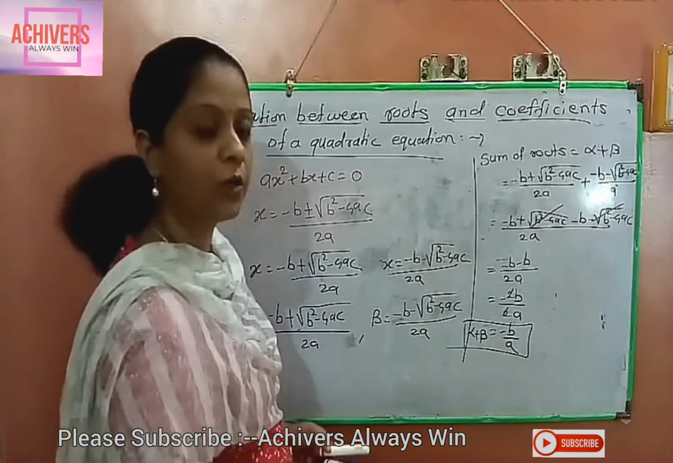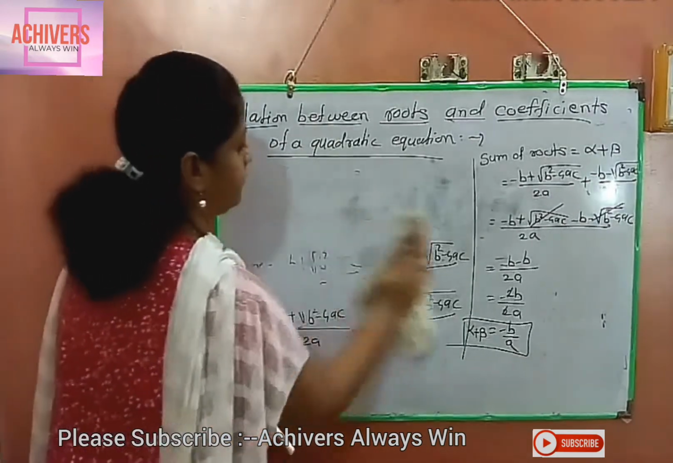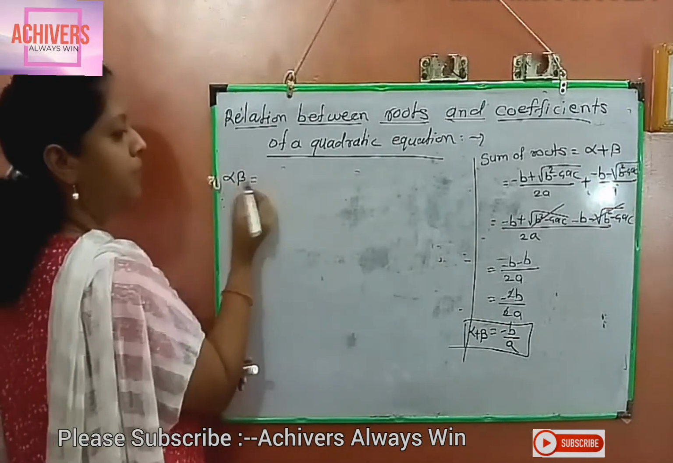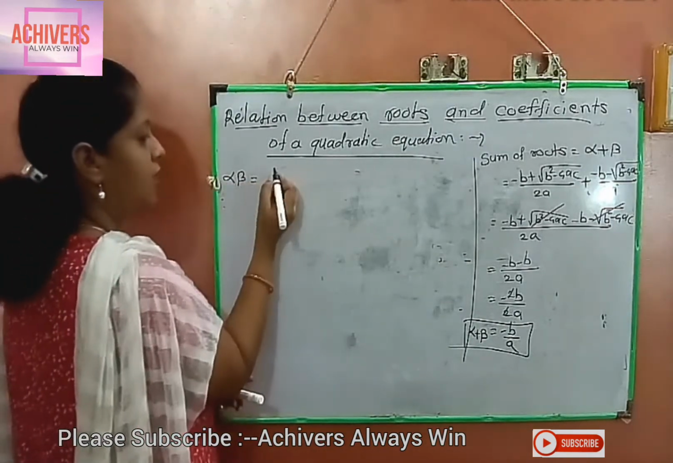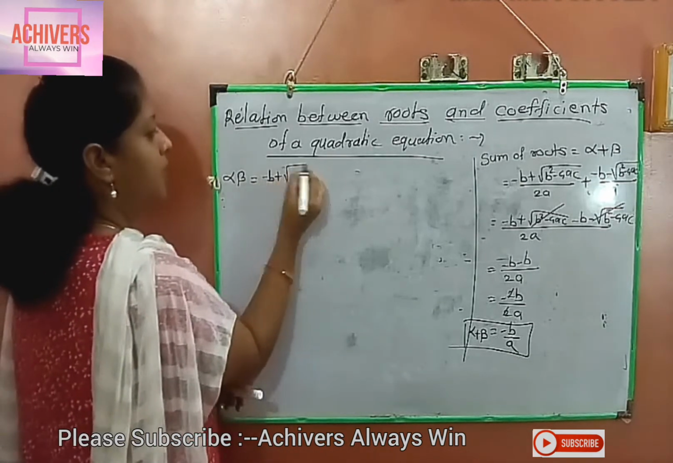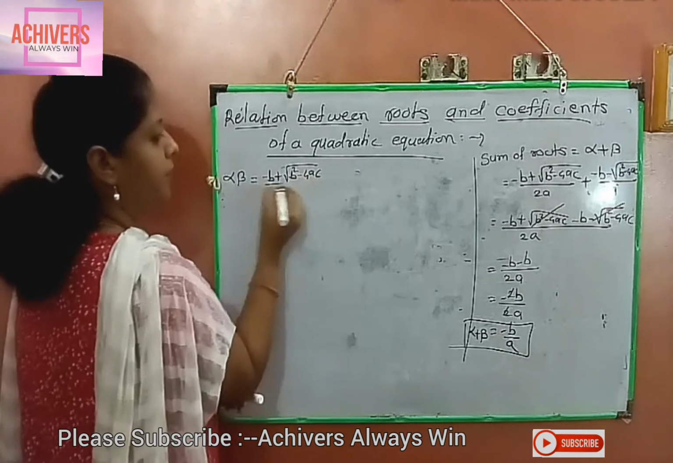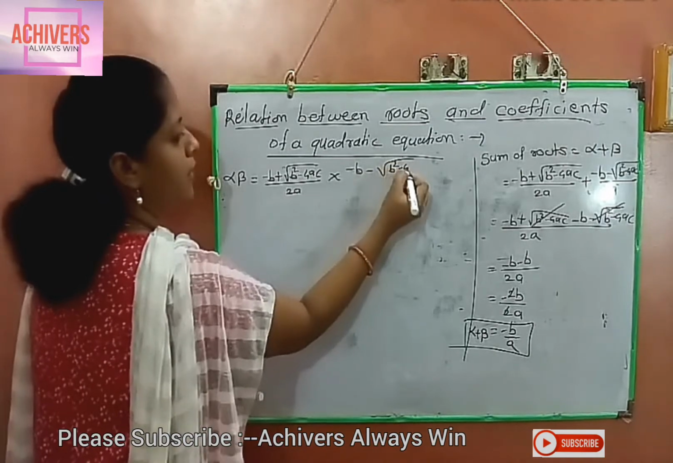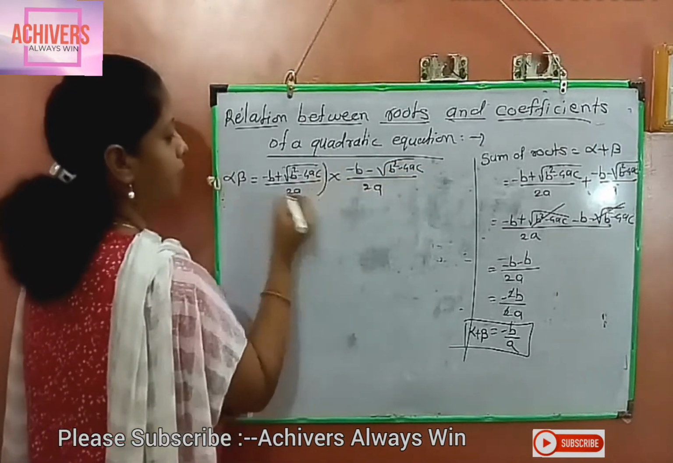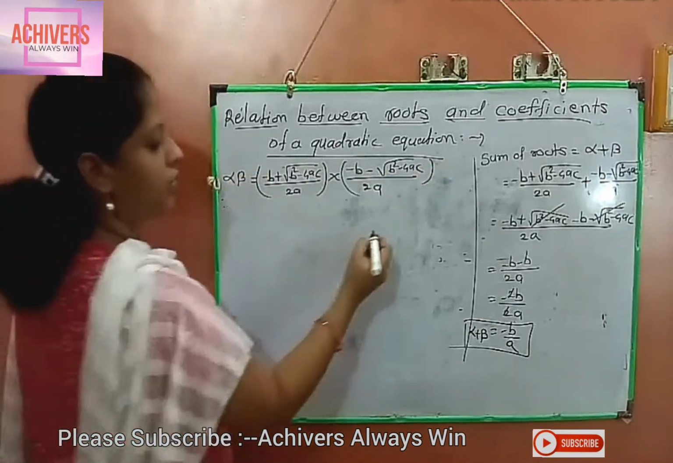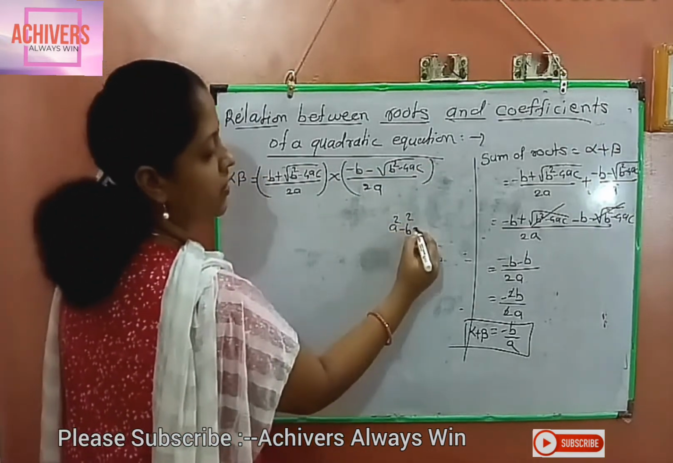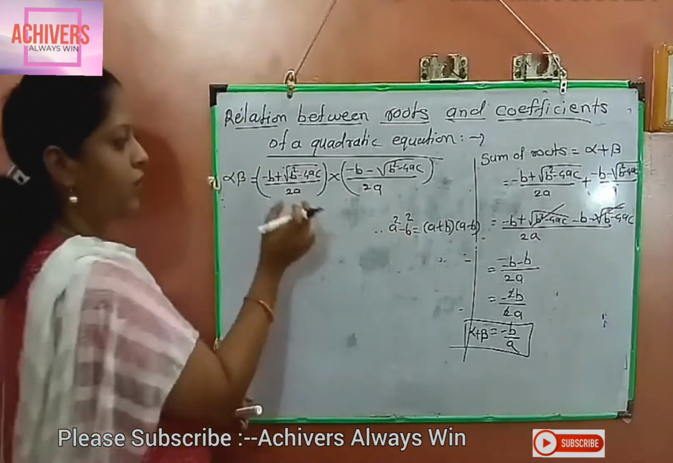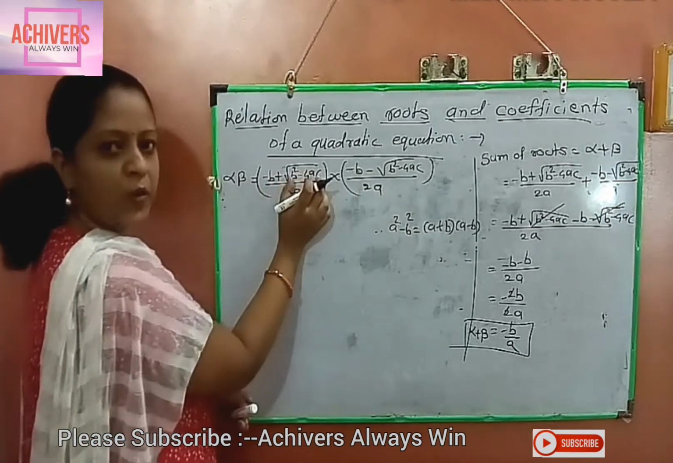Similarly, we can find the product of the two roots. Alpha multiplied by beta is the product. Substitute both values: minus b plus under root b square minus 4ac upon 2a, multiplied by minus b minus under root b square minus 4ac upon 2a. Put brackets, and we know the factorization of a square minus b square is equal to a plus b times a minus b. Here a means minus b and b means under root b square minus 4ac.